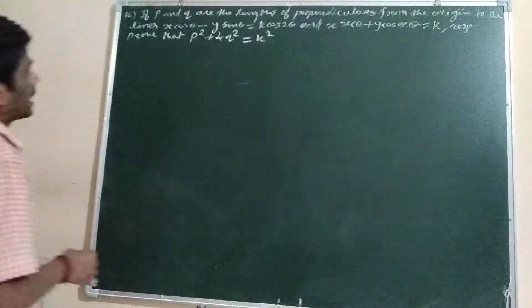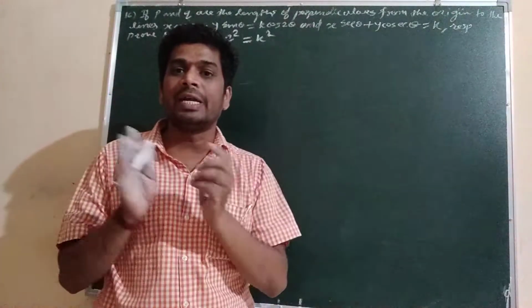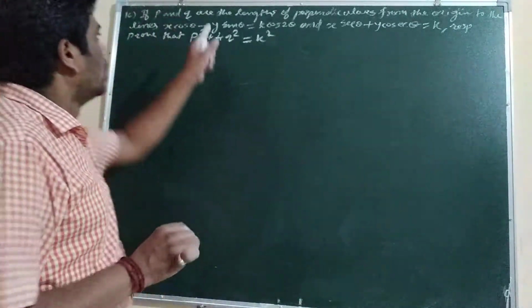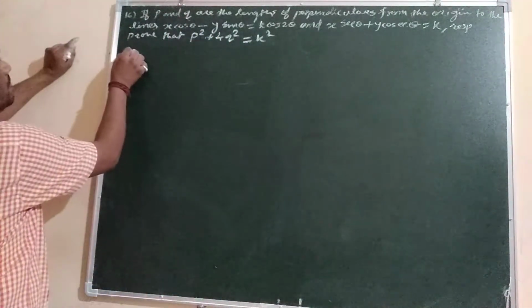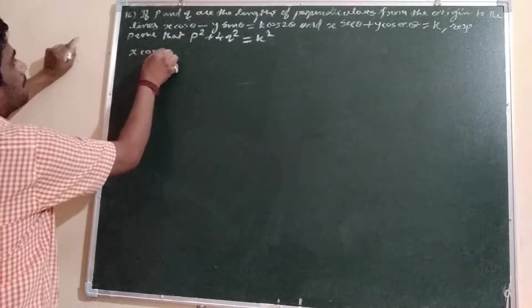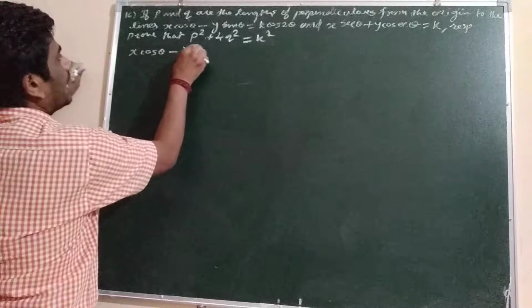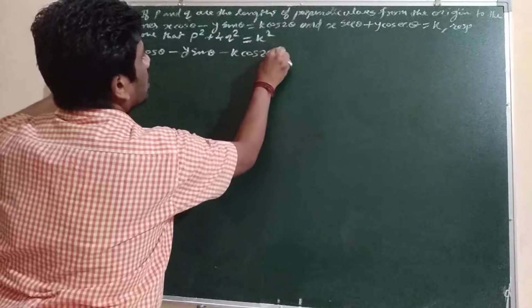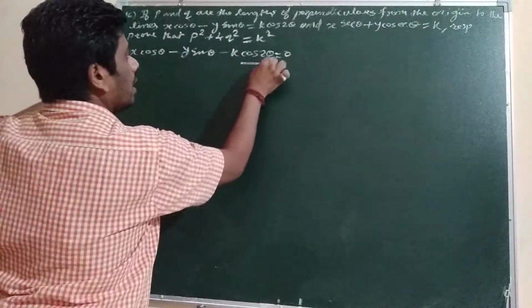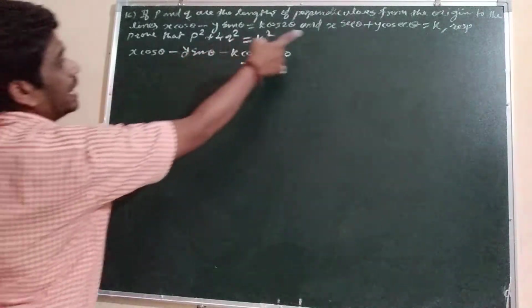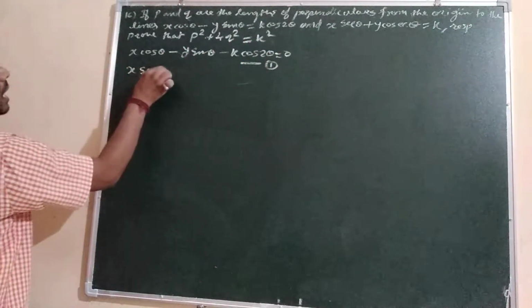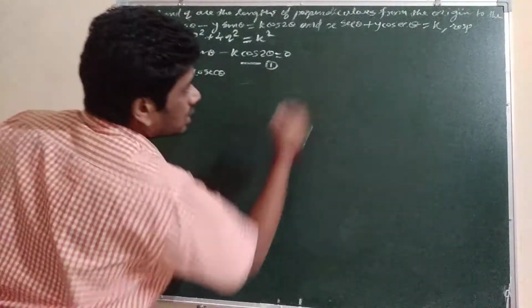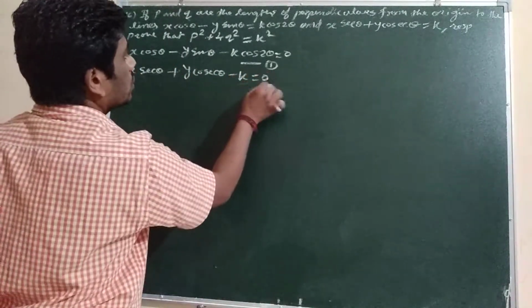So let's write the given lines in the standard form of the straight line, that is ax plus by plus c. This line we will write in the standard form: x cos theta minus y sin theta minus k cos 2 theta equal to 0. This will be line 1, and the second line will be x sec theta plus y cosec theta minus k equal to 0. This will be the second line.